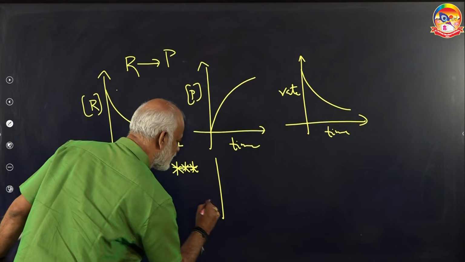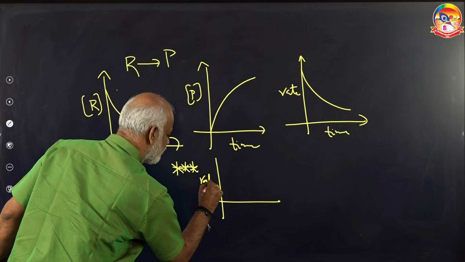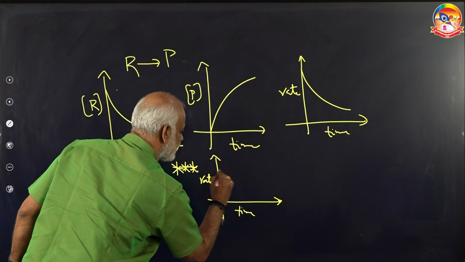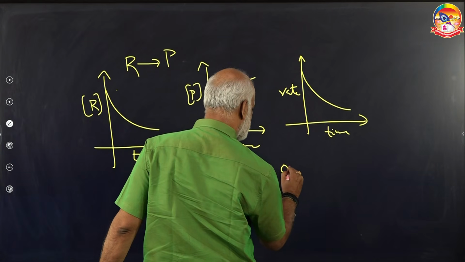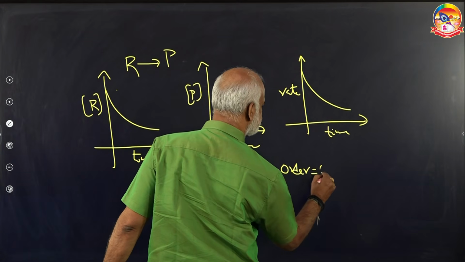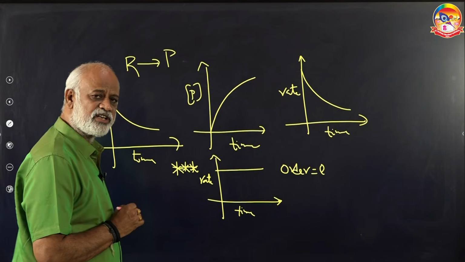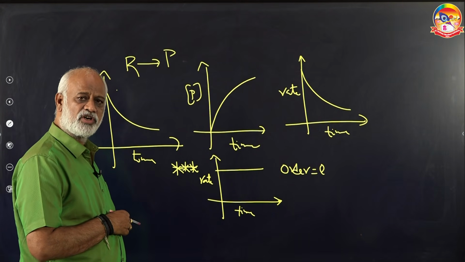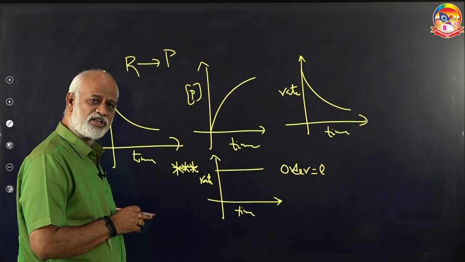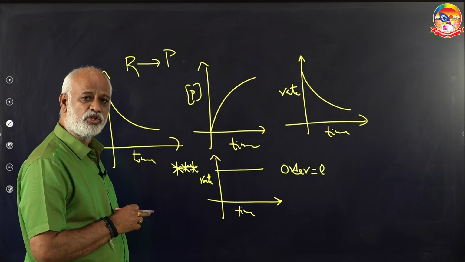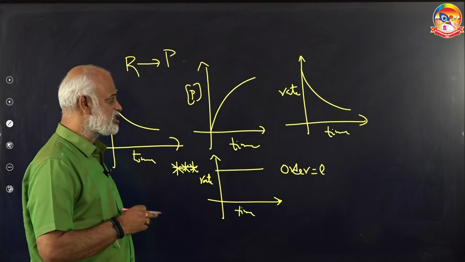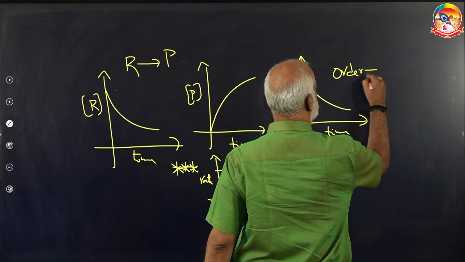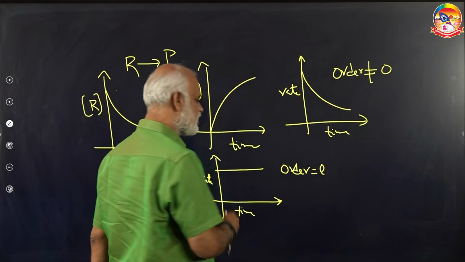A special case is there where rate will be remaining constant with time. This is when order is equal to 0. Such a reaction in which rate does not change with time, rate remains constant, concentration changes of the reactants do not influence rate, is a 0 order. Here order is not equal to 0, whereas here order is 0.